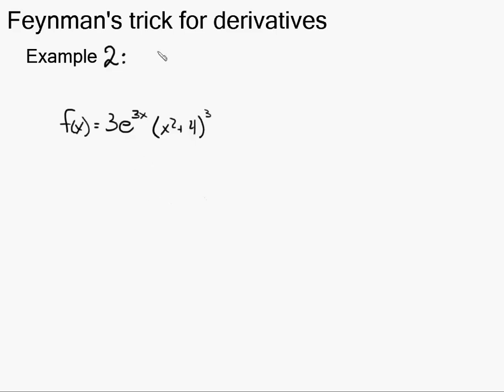Alright, this is another example of using Feynman's trick for derivatives, and I'm going to take the derivative of a simpler function here, but that includes e to the x and a constant, and then I'm going to compare it with the product rule just so you can see it's the same.